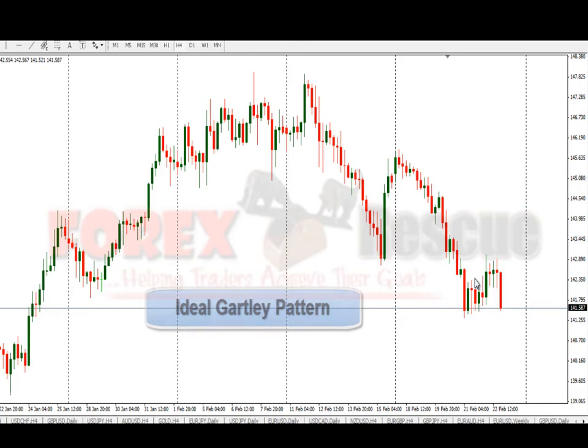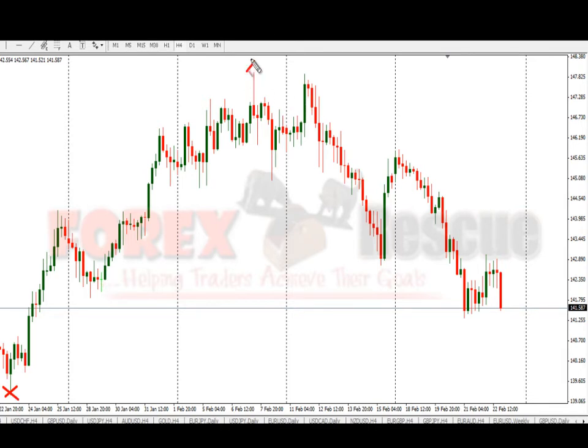Now let me demonstrate the Gartley pattern so that you understand what I'm trying to talk about. So this is point X here. This is point X. This is point A. Now, if you connect them together, this is what you call the XA leg. So this area is what you call point B. This is point B. Now, if you connect them together, this is what you call the AB leg. So this is point C. Now, if you connect them together, this is what we call the BC leg. Now, this area is what we call point D, our potential reversal zone.